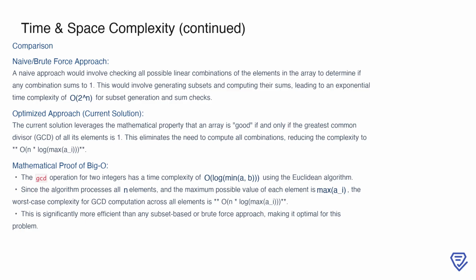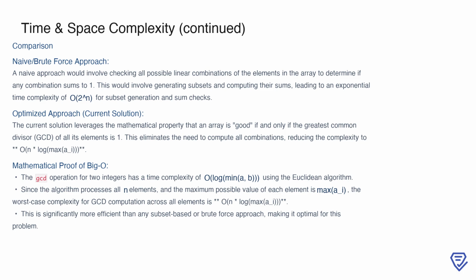A brute force method would involve checking all possible linear combinations of the array elements to see if any combination sums to 1. This would require generating all possible subsets of the array and computing their sums, leading to an exponential time complexity of O(2^n), due to the subset generation and sum checks. In contrast, the optimized solution leverages a key mathematical property: an array is good if and only if the greatest common divisor of all its elements is 1.